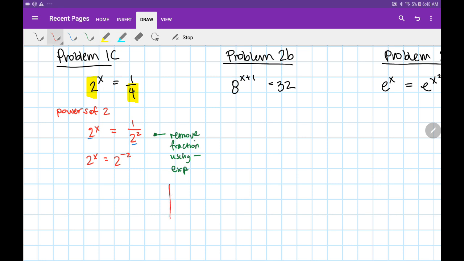So just add this to your notes. 1 over a to the power of n is the same thing as a to the power of negative n. And that's what we've done here. We took 1 over 2 squared and made it 2 to the negative 2. Well, now I'm happy because my bases are the same. And if my bases are equal, that means my exponents must be equal to each other. So next step, I'll set my exponents equal, ignore your base, and we have x equals negative 2.